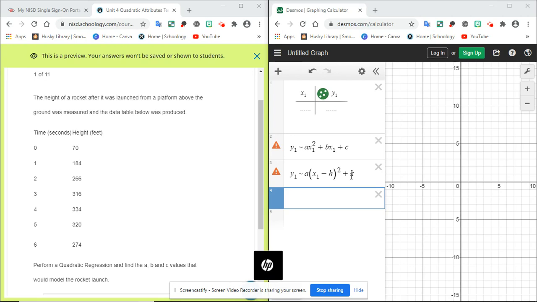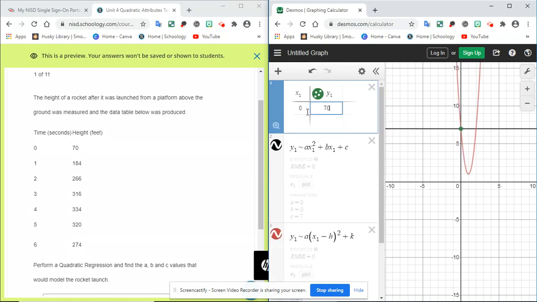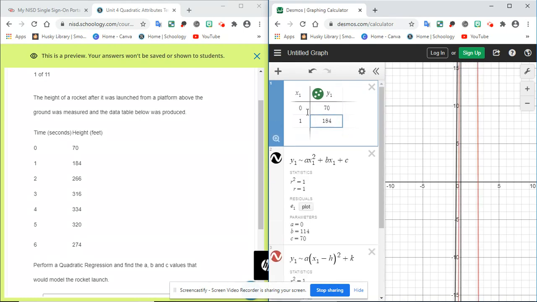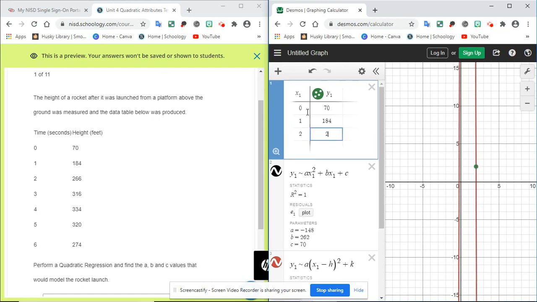Let's begin. Whenever you find a quadratic regression, you need 3 points from a table to construct an equation. So I have 7 points here. I just need 3. So I'm going to type in 0, 70, 1, 184, and 2, 266.